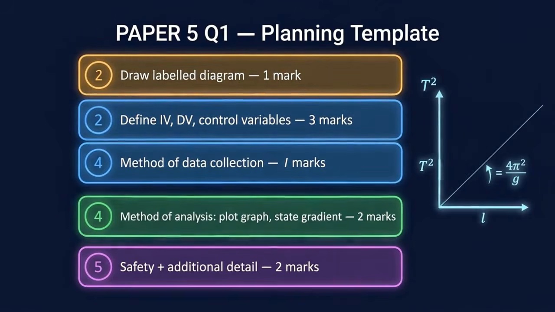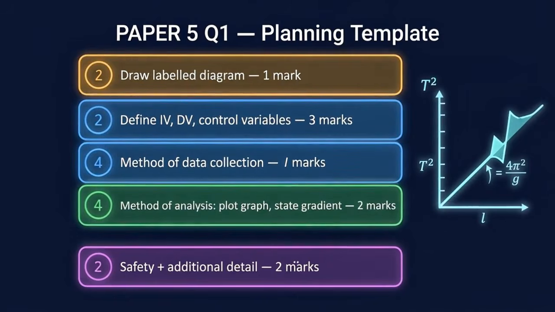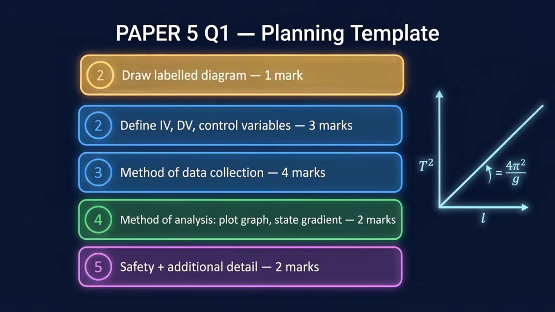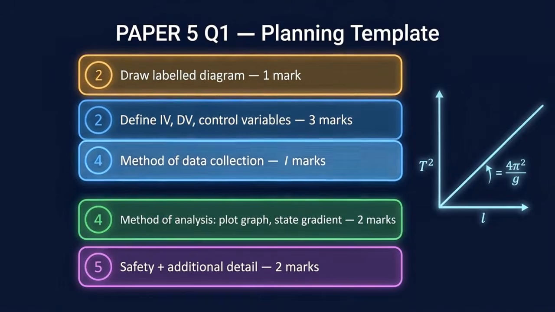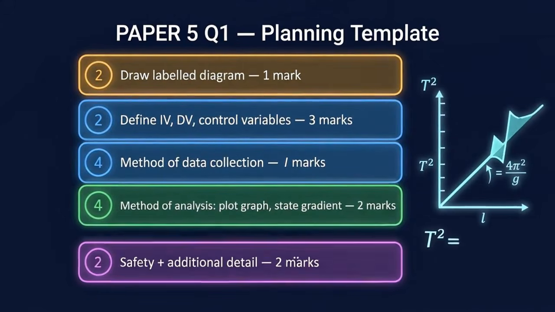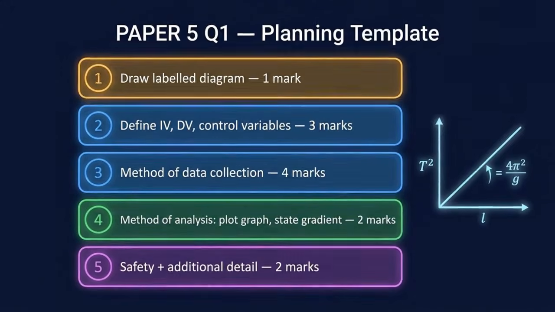3 marks. Step 3. Method of data collection. Explain exactly how you will measure the independent variable and dependent variable. Name specific instruments. State that you will repeat measurements and take averages. This is worth 4 to 5 marks.